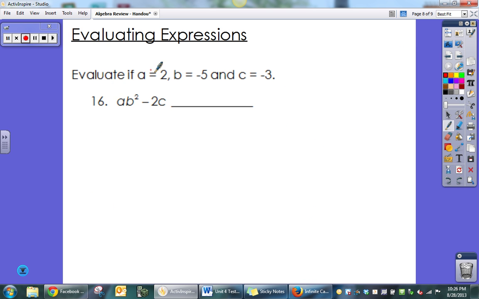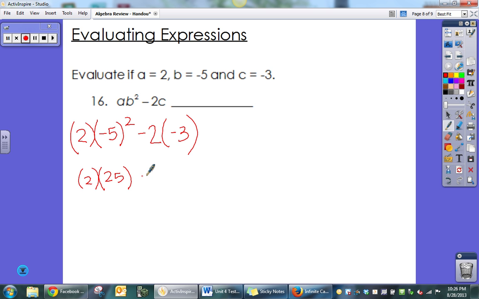Evaluating expressions, I'm substituting these values in for my variables. So A, I'm replacing or substituting in a 2. B, I'm replacing with a negative 5. And C with a negative 3. And then I just simplify. According to order of operations, I'm going to do my exponents first. Yes, I have parentheses, but there's nothing to do within the parentheses. All of these parentheses just help me to see that I'm multiplying these numbers. Negative 5 times negative 5 is positive 25. And then negative 2 times negative 3 is going to be positive 6. Again, doing multiplication before I do the addition, I get 50 plus 6, so 56.